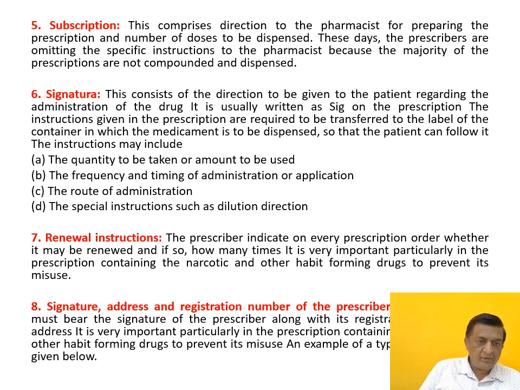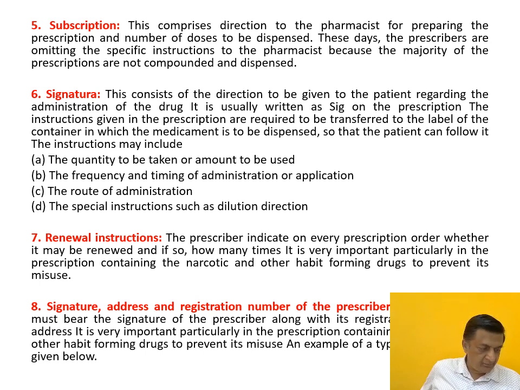Next, coming to signature: the signature, address and registration number of the prescriber. The prescription must bear the signature of the prescriber along with the registration number and address. It is very important, particularly in prescriptions containing narcotic and habit-forming drugs, to prevent their misuse.